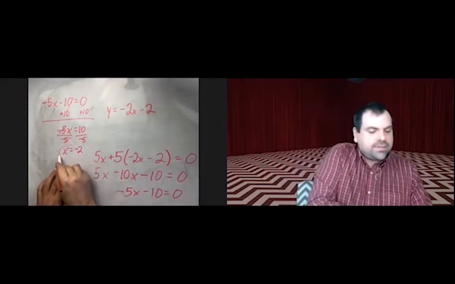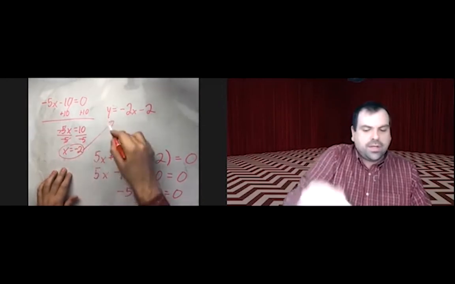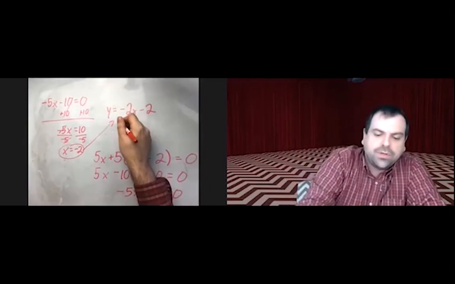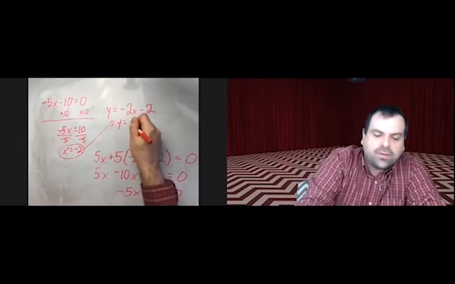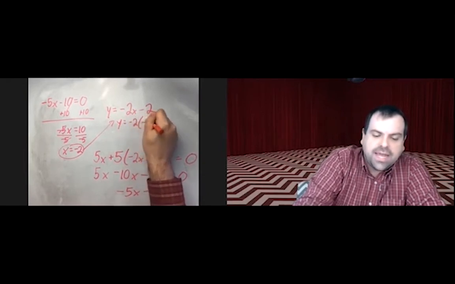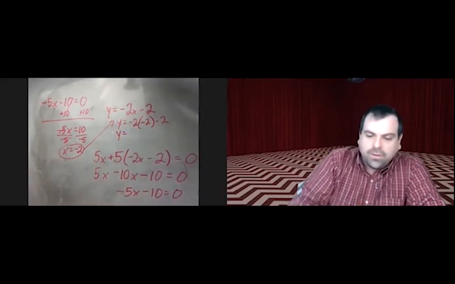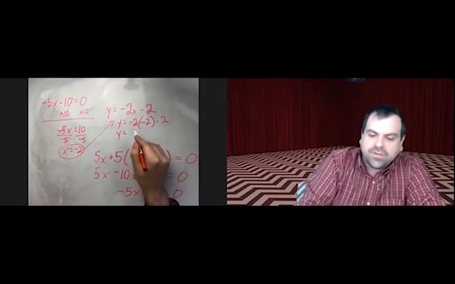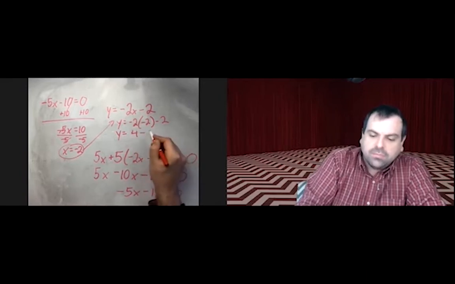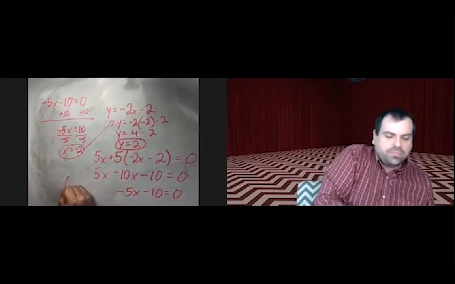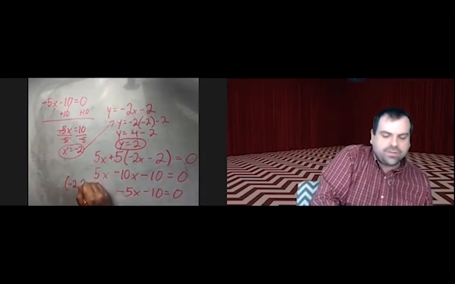We have to take our x equals -2 and solve for y. Y equals -2x minus 2. That means y equals -2 times -2 minus 2. Y equals -2 times -2 is +4 minus 2. Y equals 2. So our answer is going to be the ordered pair where x is -2 and y is 2.